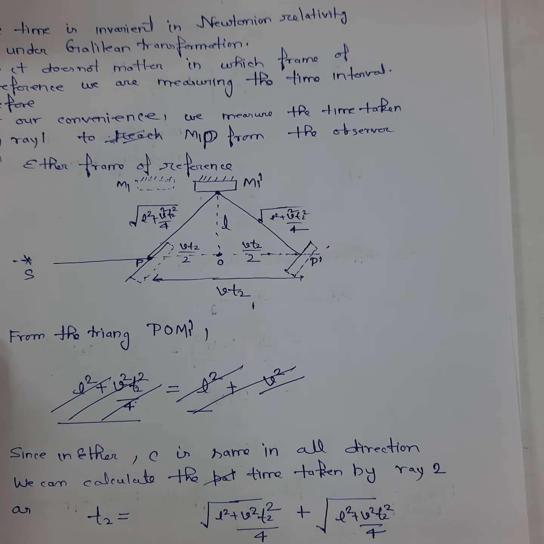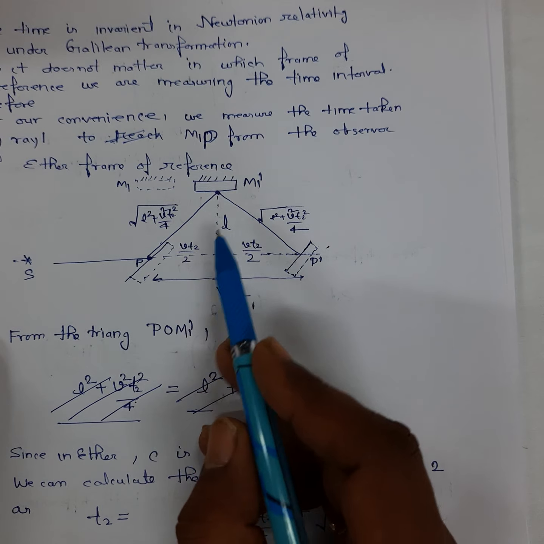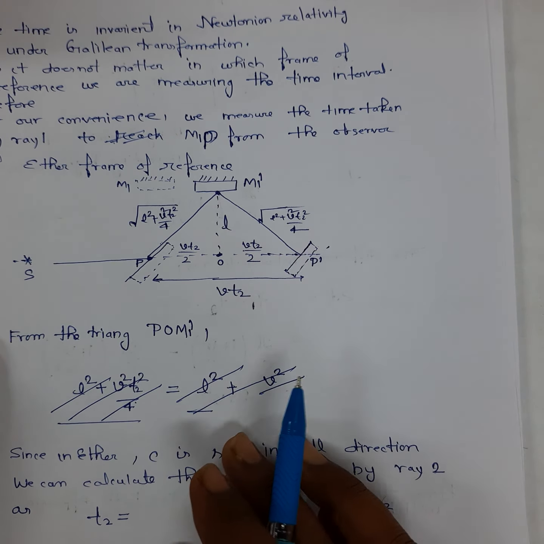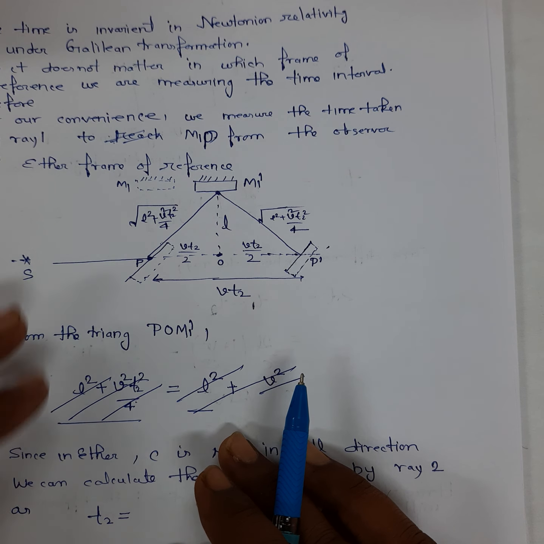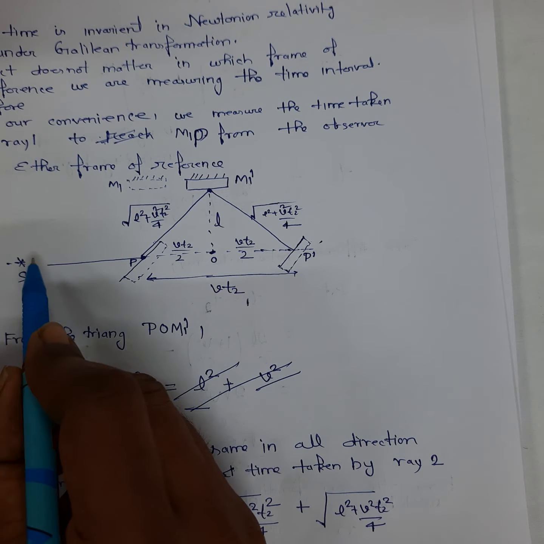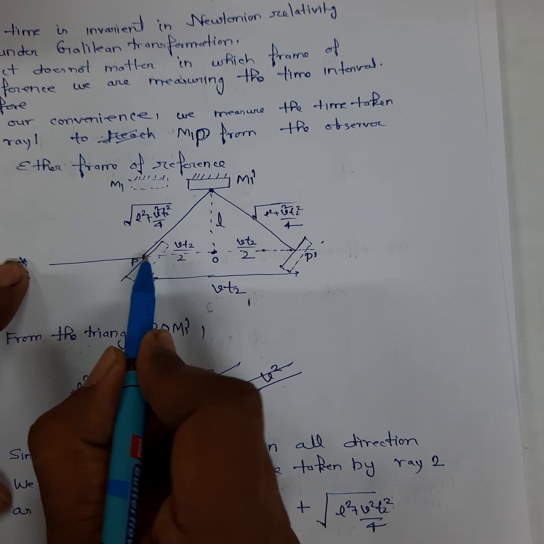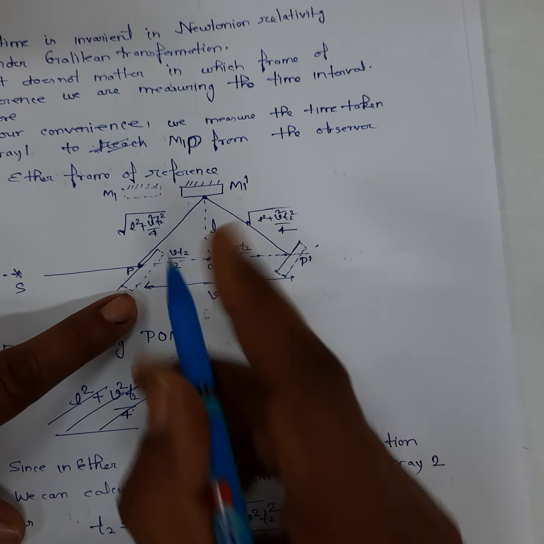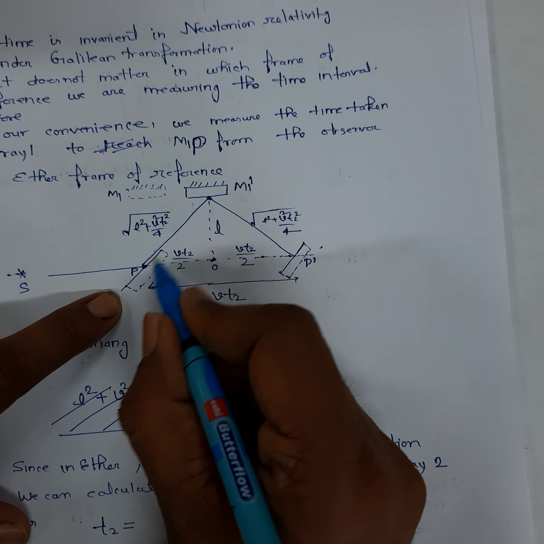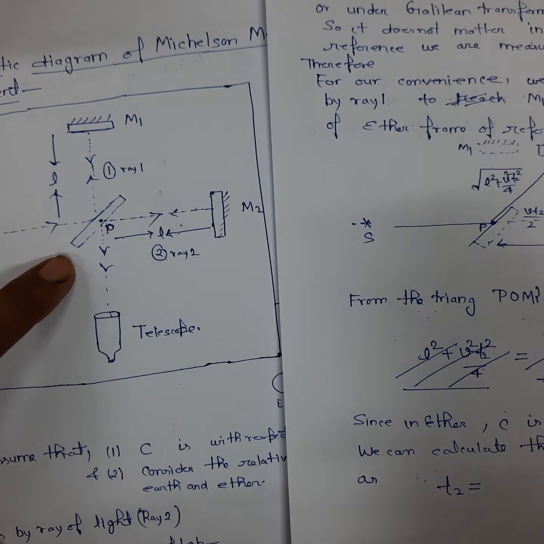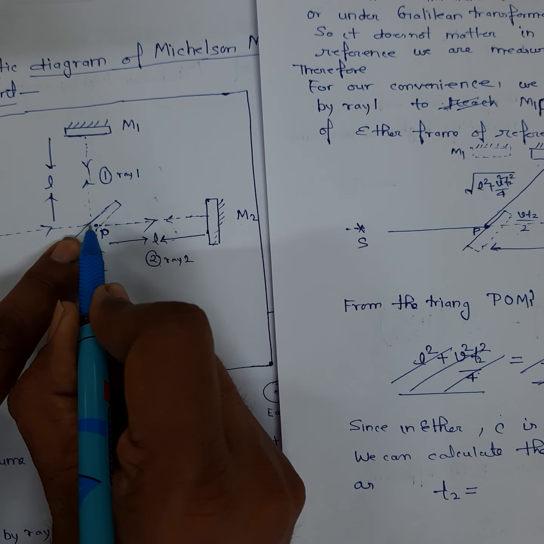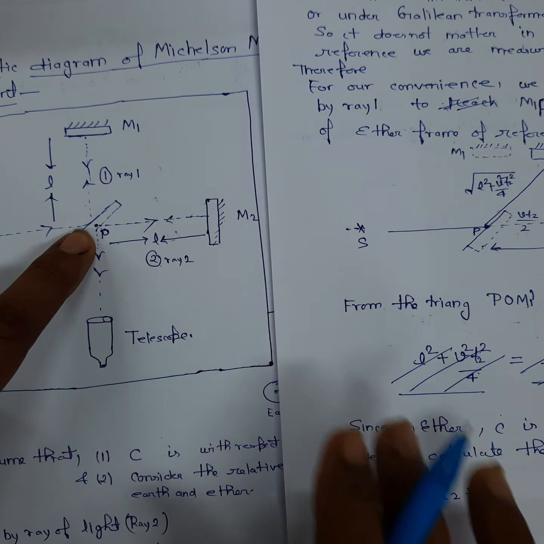So for our convenience, we are measuring the time taken by ray 1 in the ether frame of reference, for the observer of the ether frame of reference. In this case, when the light beam strikes the mirror P at the beam splitter, the same beam splitter, when the light hits here, it reflects to mirror M1.